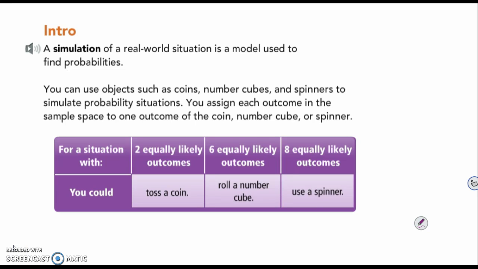A simulation of a real-world situation is a model used to find probabilities. You can use objects such as coins, number cubes, and spinners to simulate probability situations. You assign each outcome in the sample space to one outcome of the coin, number cube, or spinner. So for a situation with 2 equally likely outcomes, you could toss a coin. For a situation with 6 equally likely outcomes, you could roll a number cube. And for a situation with 8 equally likely outcomes, you could use a spinner.